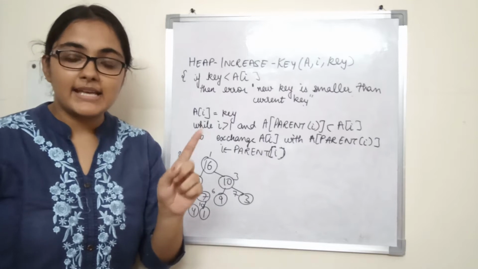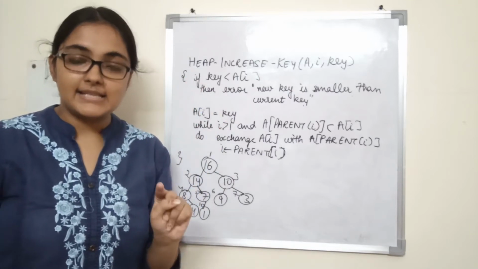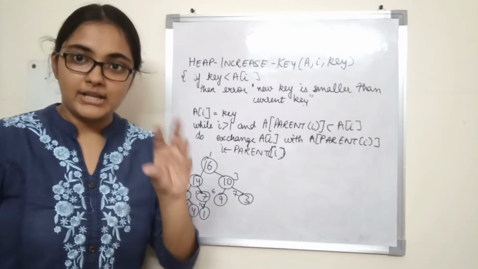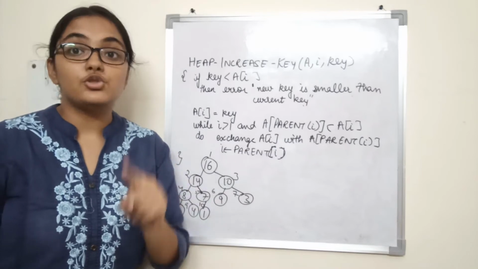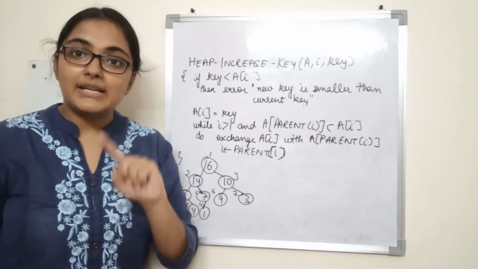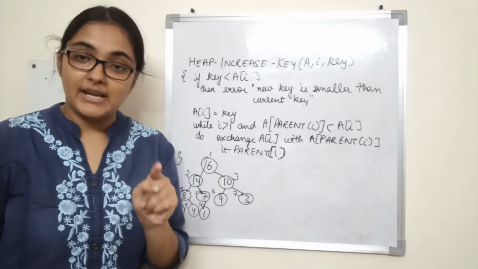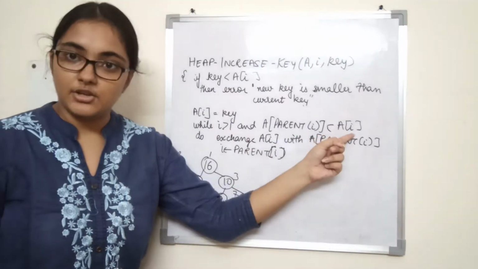This should not be the case. Parent should always be greater. Why? Because the max heap property says that out of the node, its left child and right child, the node should have the greatest value, or the root should have the greatest value in a tree, right? So this property is violated because the parent is smaller than the node. The value of parent of I is smaller than the node, right?